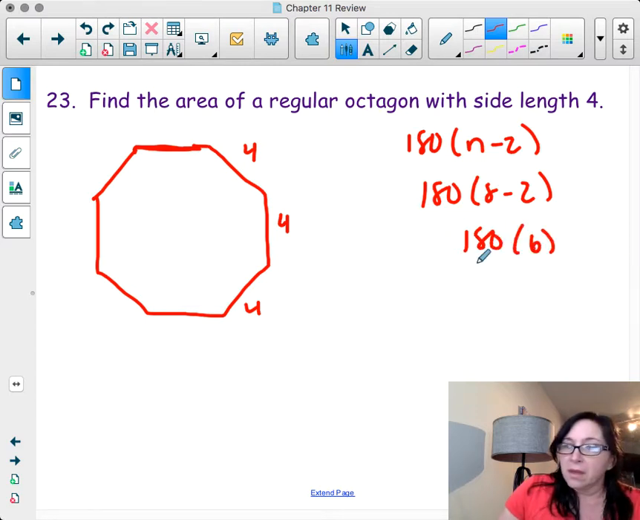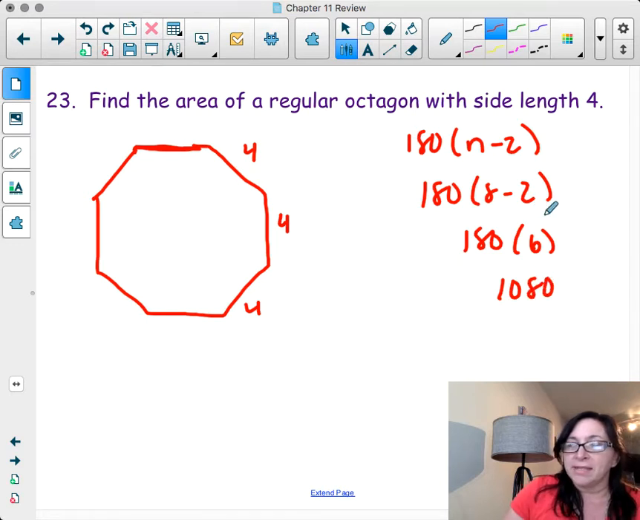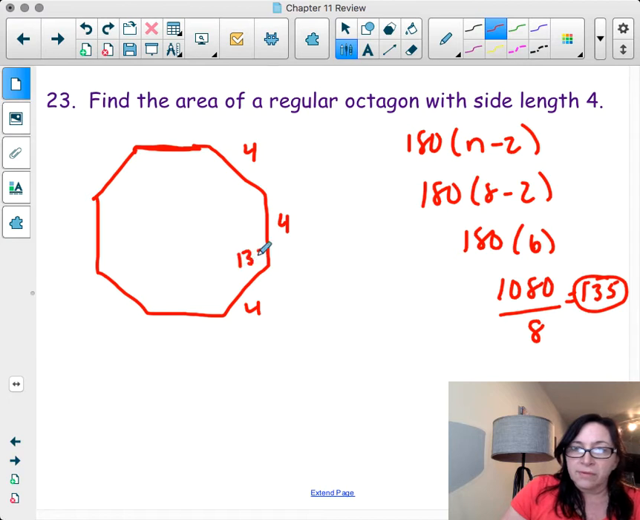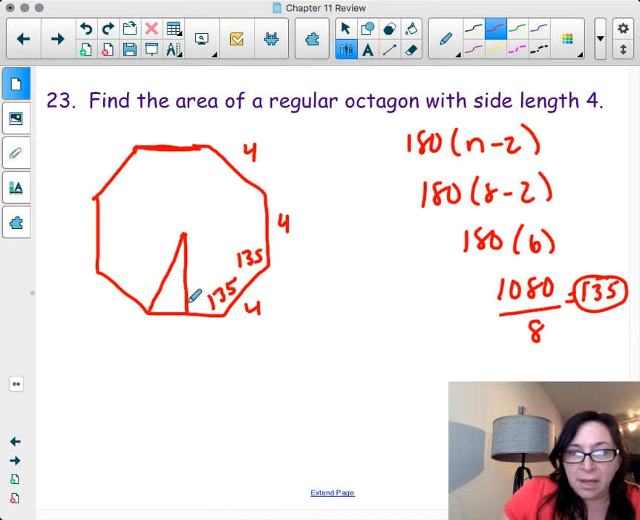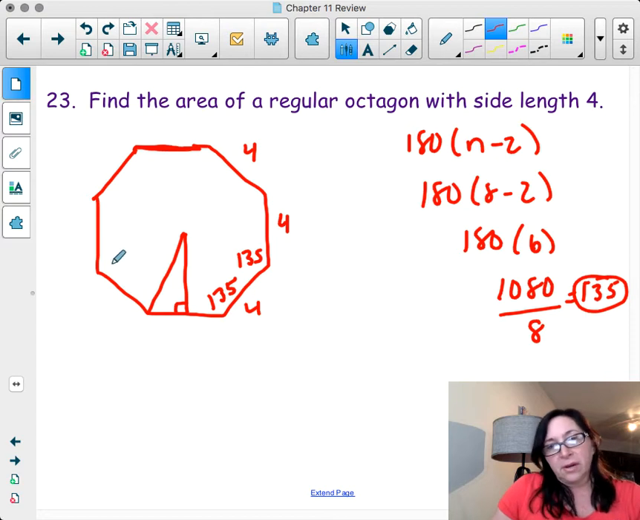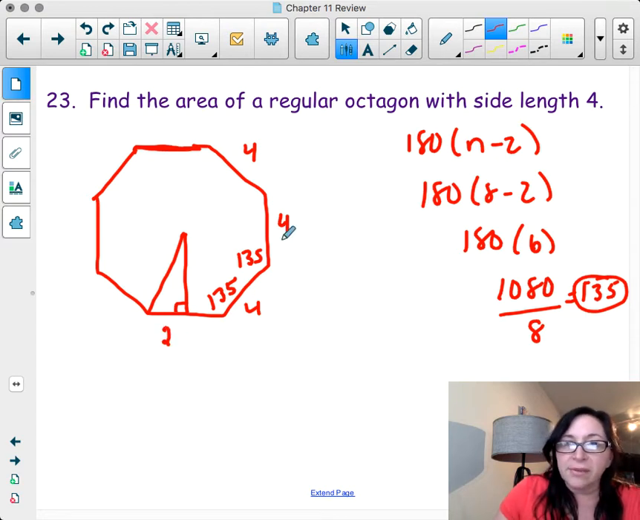So that's 1080. If I take 1080 and divide that by 8 sides, I'm going to get each angle, 135. Now, half of 135 is what? So what I need to do is split this up. And you're going to need a calculator, because we know this is 2.